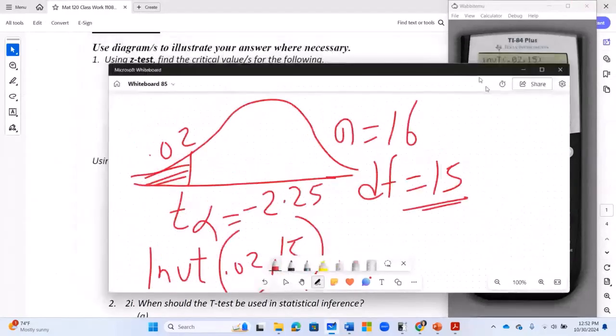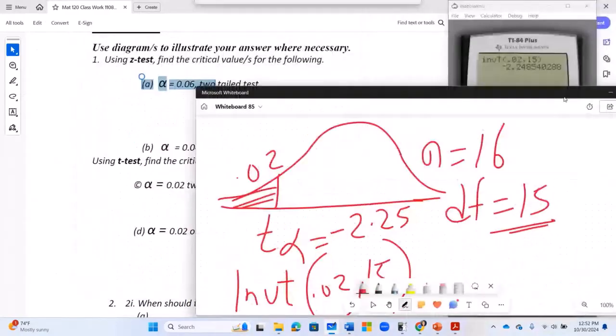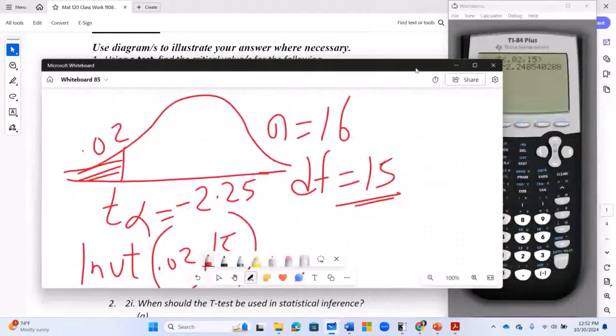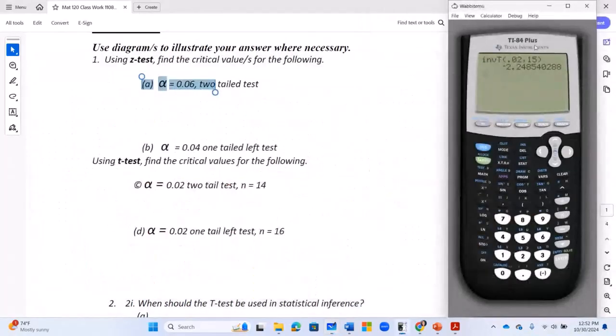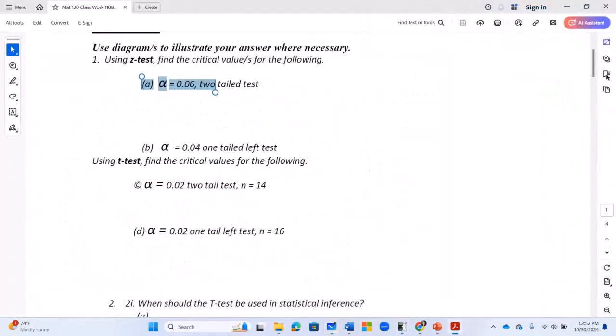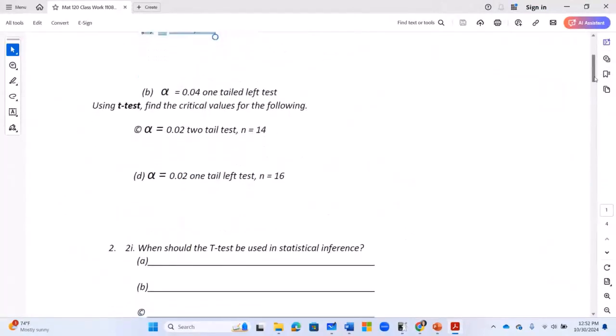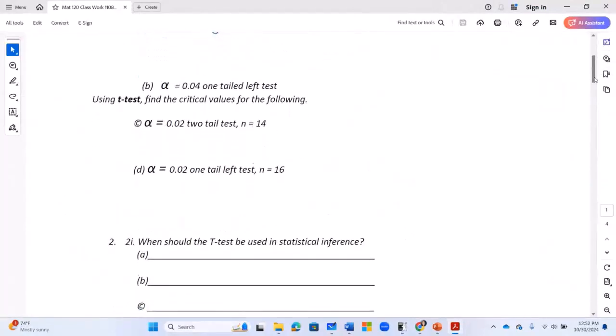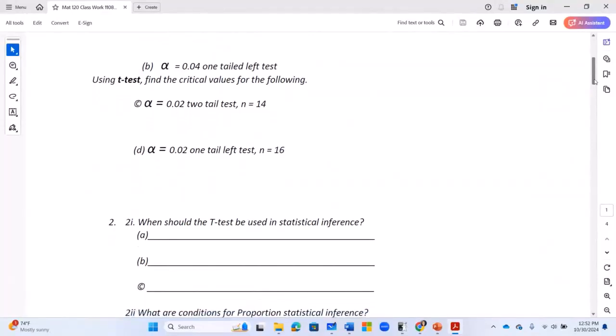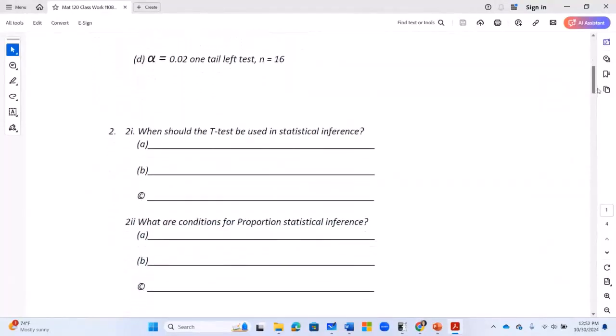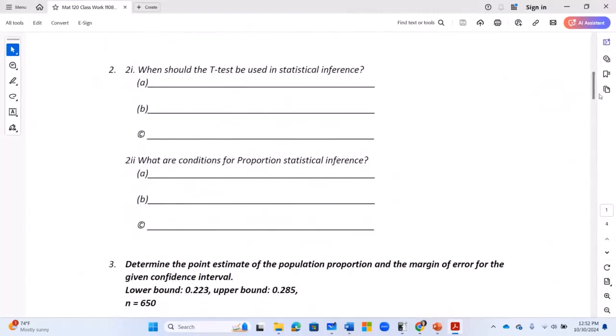So we have answered question number 1. Let's go and answer question number 2. For question number 2, it says, when should the t-test be used in statistical inference? When do I use t-test? In other words, what are the conditions when you're doing inference? What are the conditions for using t-test?